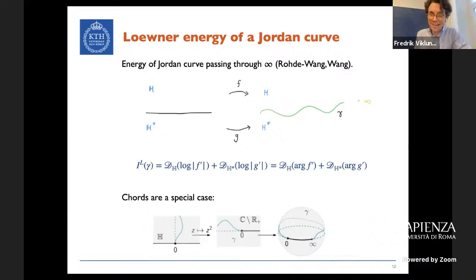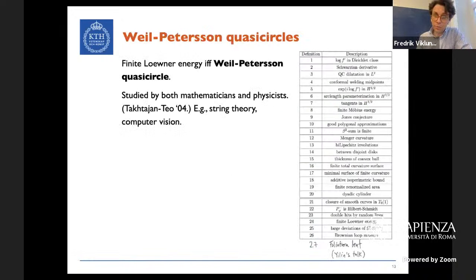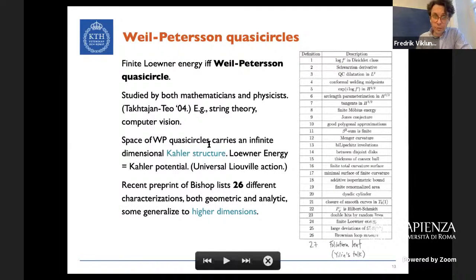I don't know if this answers the question. One thing I could mention is that in this paper of Bishop, there was an open problem to give a purely geometric characterization of such quasi-circles, and that was open until his paper. He has several different geometric ones. By geometric, I mean not things involving the conformal map, for instance.